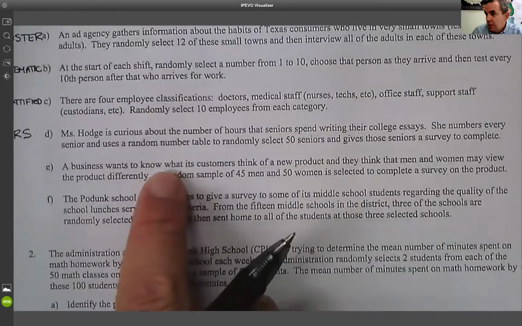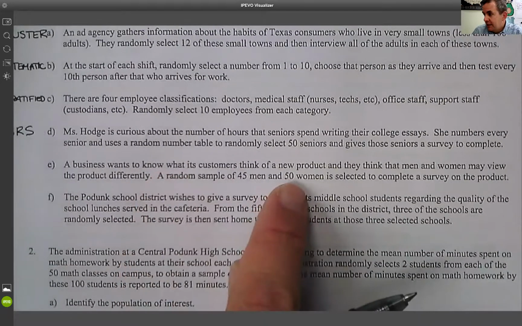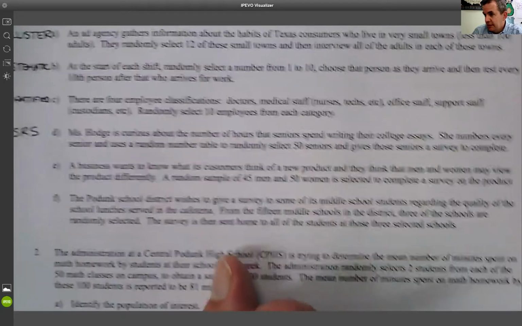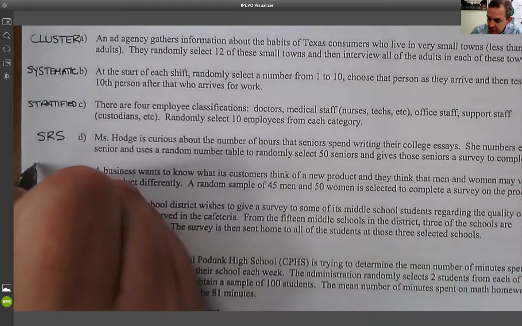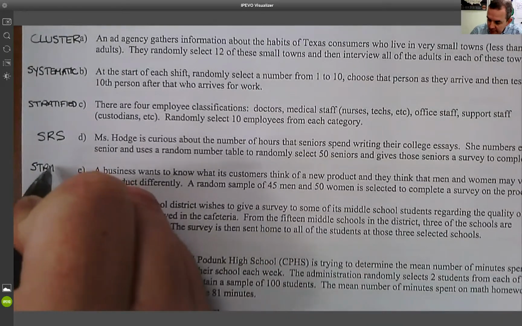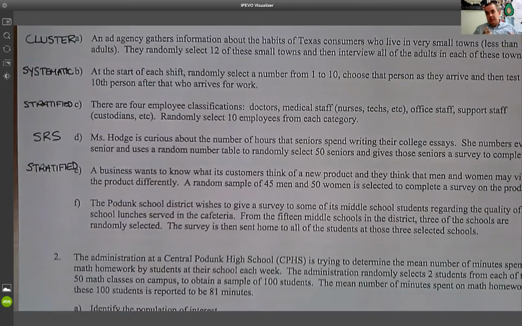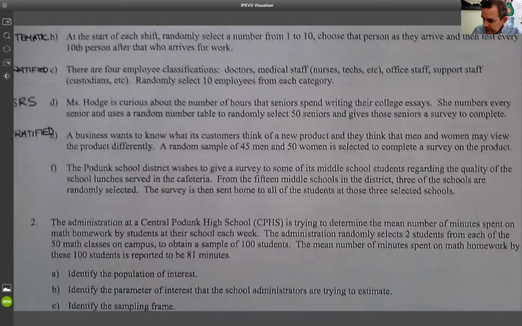A business wants to know what its customers think of a new product, and they think that men and women may view the product differently. A random sample of 45 men and 50 women is selected to complete a survey. Again, stratified. Here's the reason it's stratified: because they believe that men and women have different perspectives on this. They're homogeneous to their gender. So we do random samples from each group.